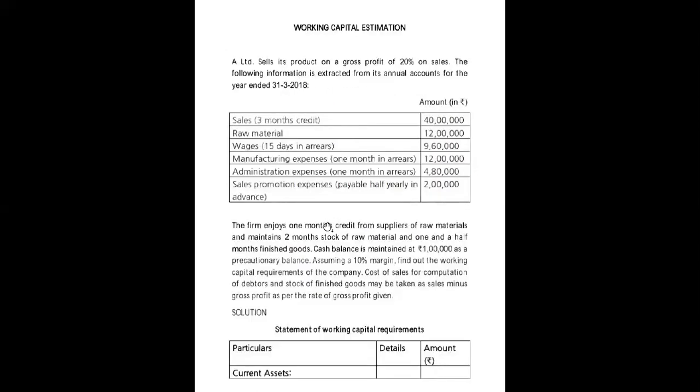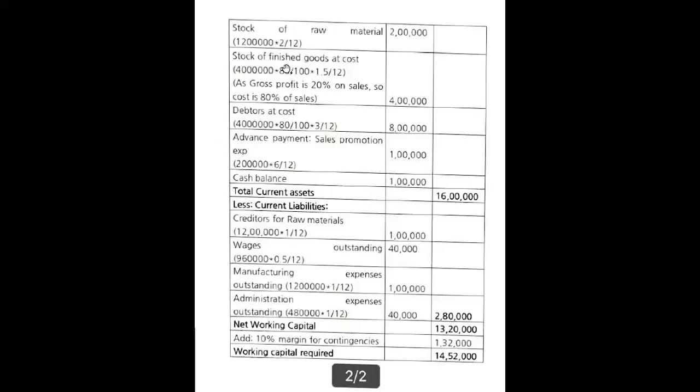Now, finished goods. Over here, the company maintains 2 months stock of raw material and 1.5 months stock of finished goods. So finished goods stock is maintained for 1.5 months. We'll calculate this from the cost of sales, the cost of the stock of finished goods.